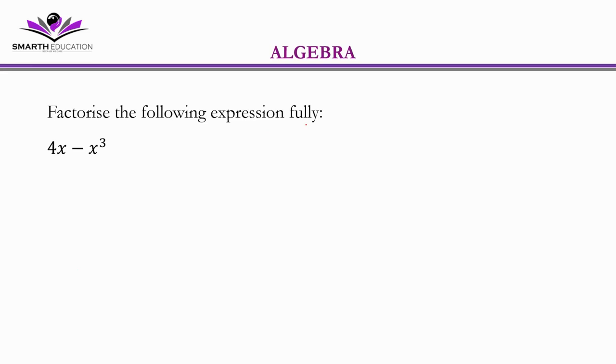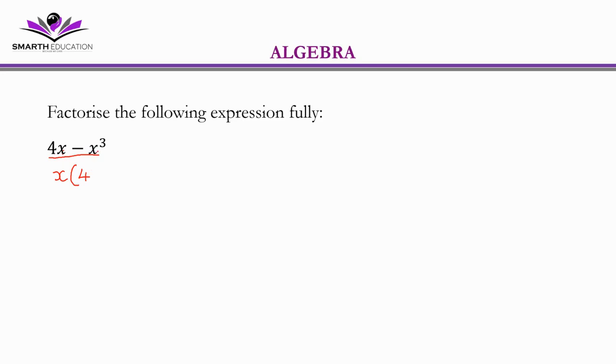Factorize the following expression fully. Okay, what do we have here? We have the highest common factor, and the highest common factor is x. So we factor out x. So it becomes x and then, inside the bracket, we're going to remain with 4. We take out x here from 4x, we remain with 4.